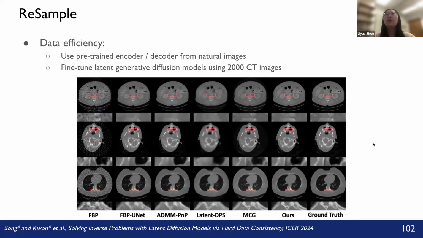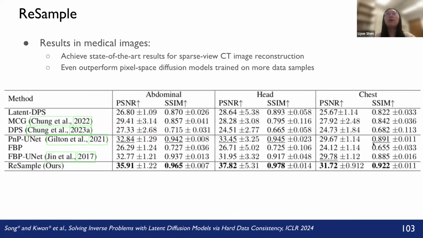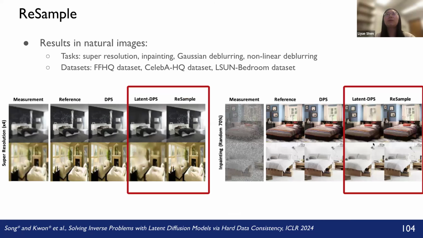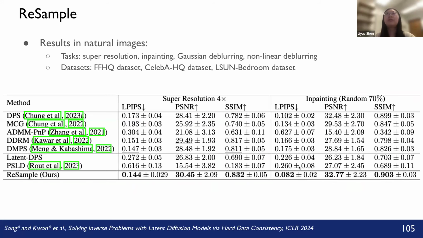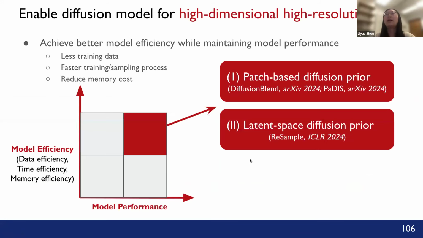We have also shown this not only for medical image problems, but it also works very reasonably, even outperforming previous pixel-based diffusions, in different natural image domain tasks and different inverse problems like super resolution, inpainting, or deblurring. Feel free to look into the paper for more details about the results and experiments.